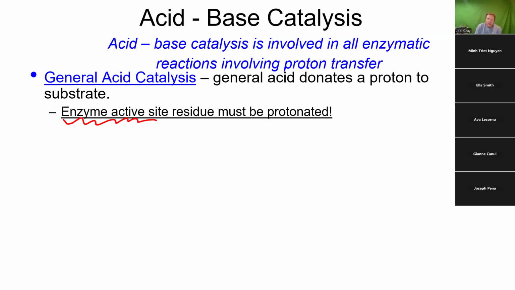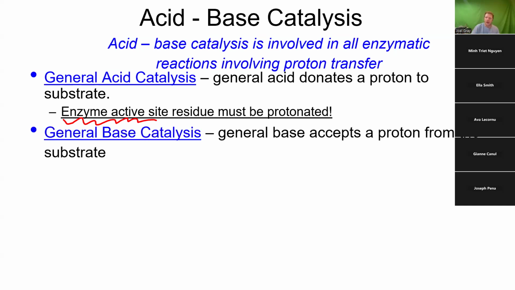If a mechanism follows general acid catalysis, one of those residues must be protonated. It absolutely must be protonated. Now, the opposite of that is general base catalysis. Well, a general base accepts a proton.